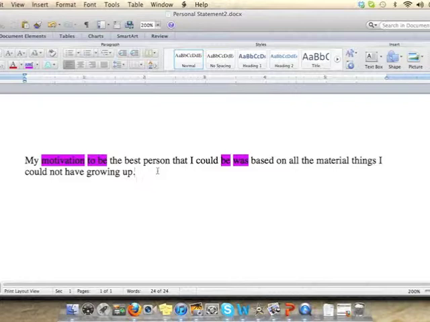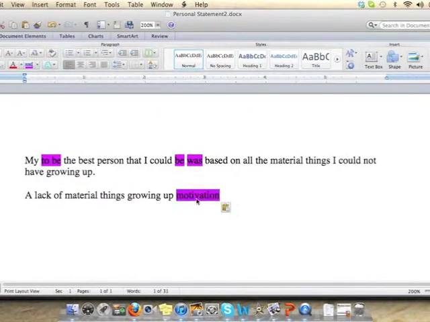In order to preserve the sense of the sentence, I'm going to have to make a few changes. I'll have to start with what in the original version comes at the end of the sentence, a lack of material things. I can then take this word motivation, move it right into the center of the sentence, change the form to a verb. Now I have an interesting sentence that's strong, descriptive, and clear.